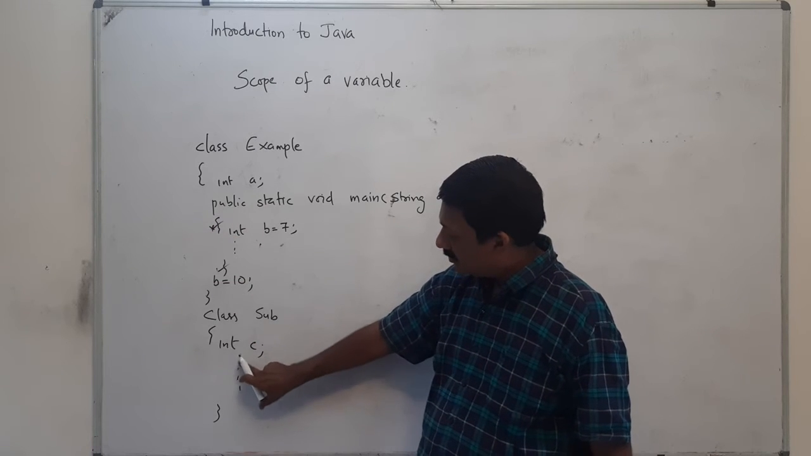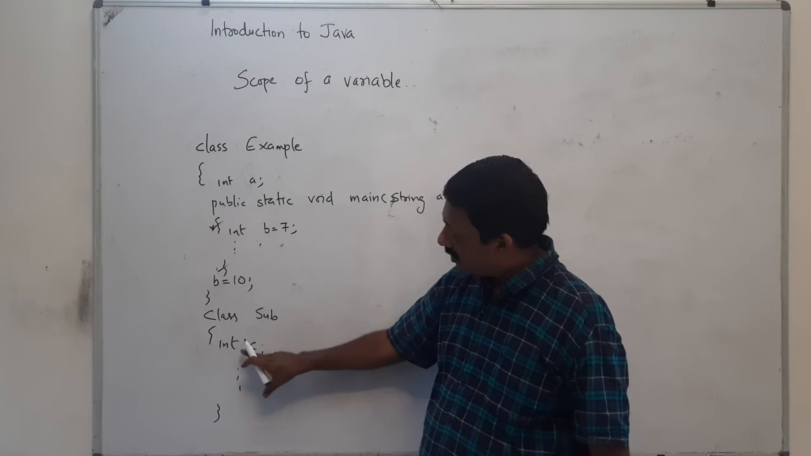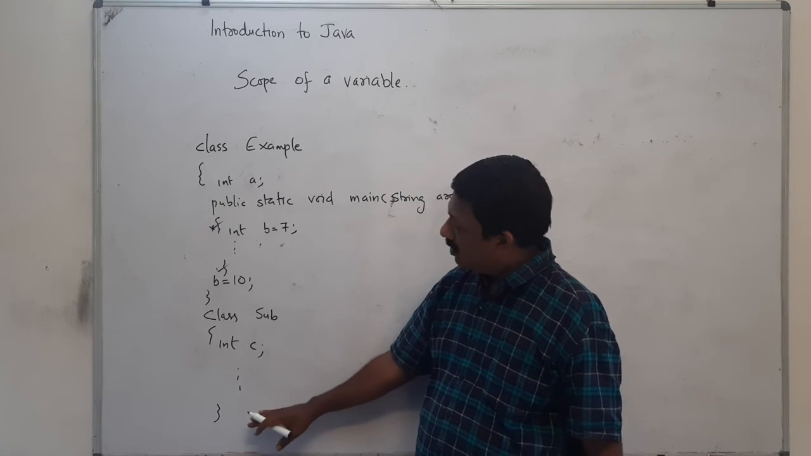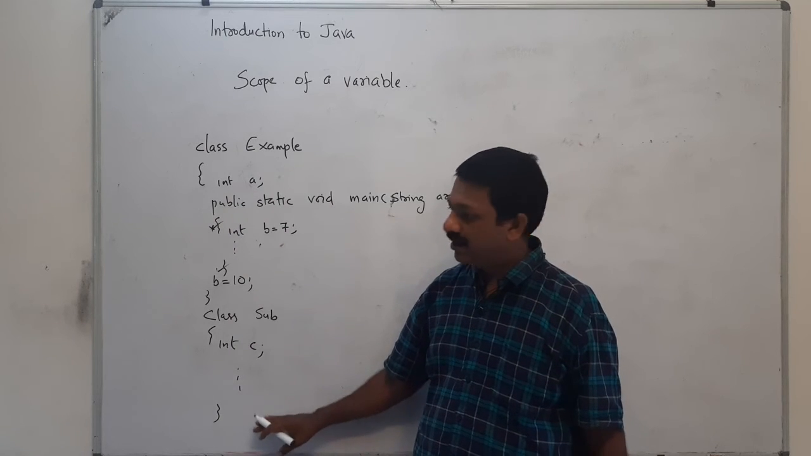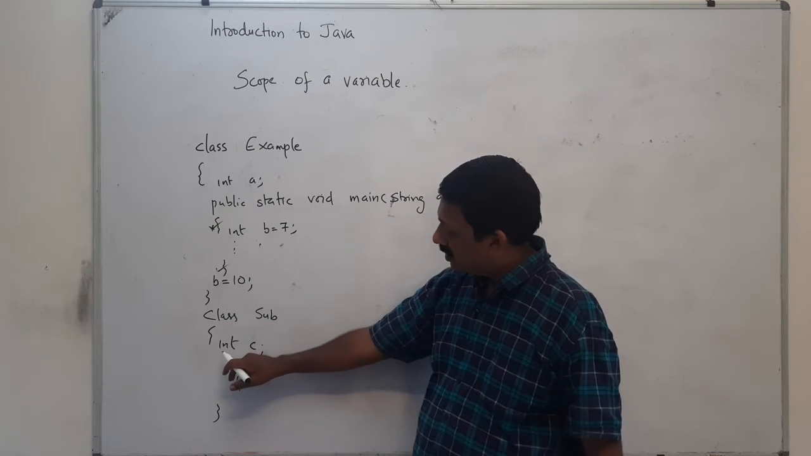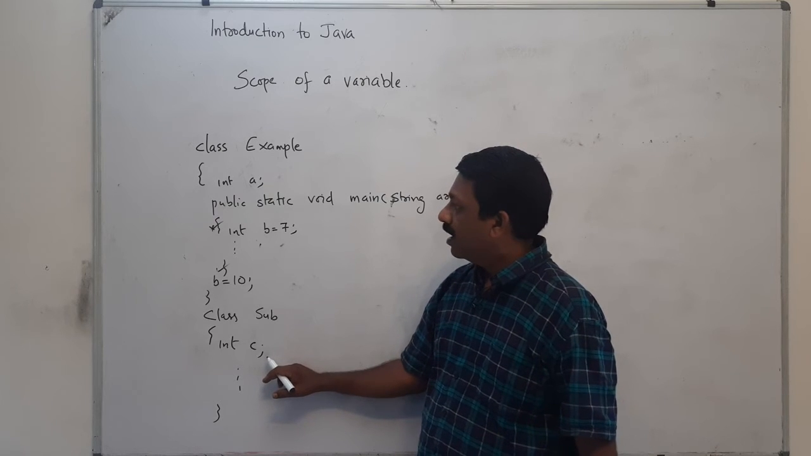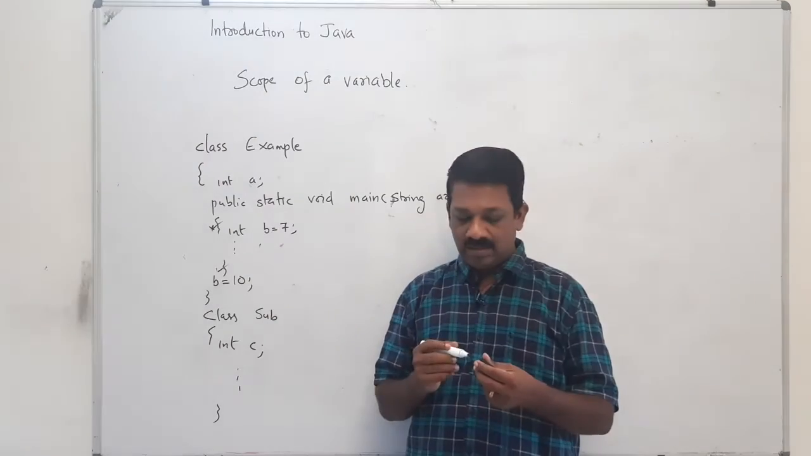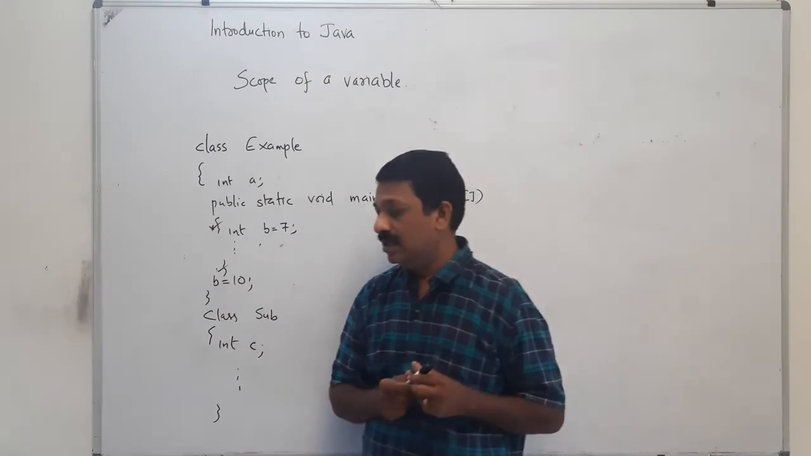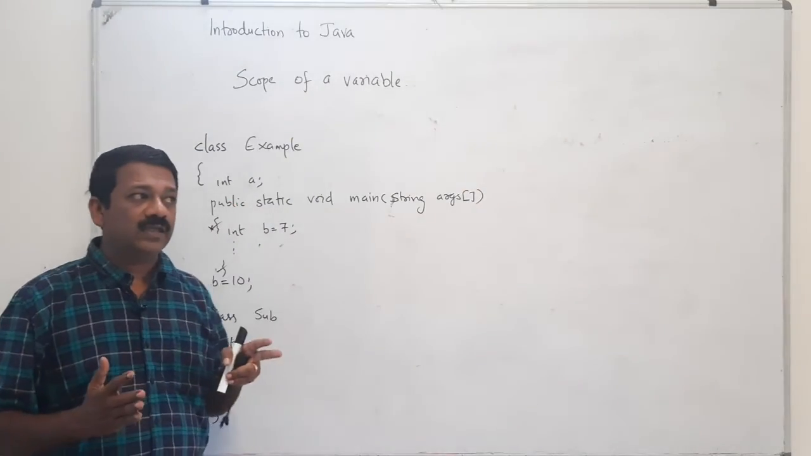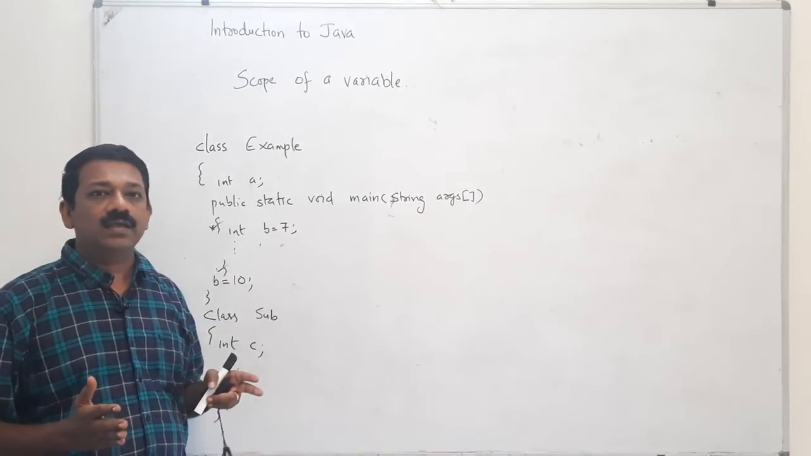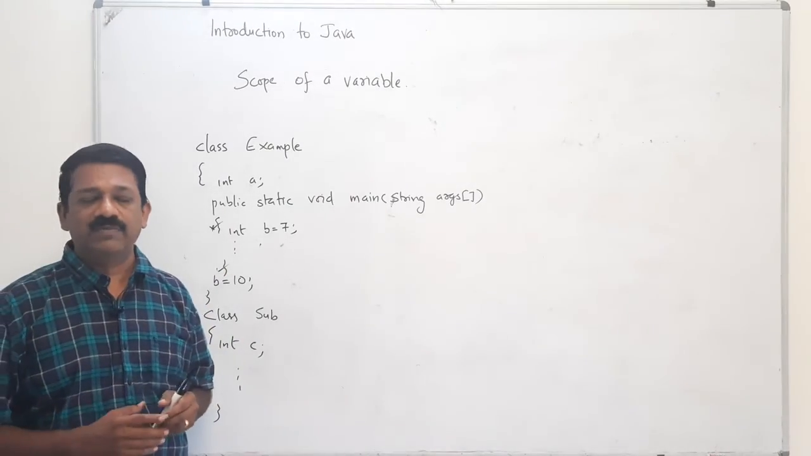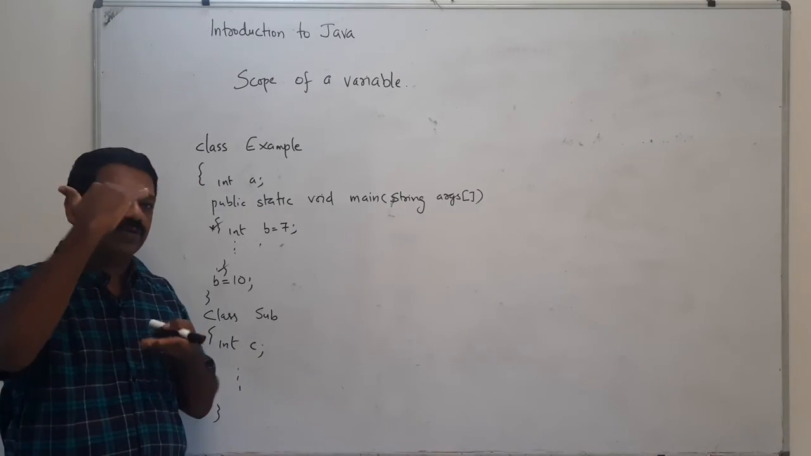And now you have an integer c, and this is another class which is defined. That means in the same file you can have another class, and in that class we have another variable c, and suppose that if you are trying to access this c from this, then again that will generate an error. That means if you are declaring a variable inside a block, outside that block it is not visible. That means scope of that variable is limited to that function only.